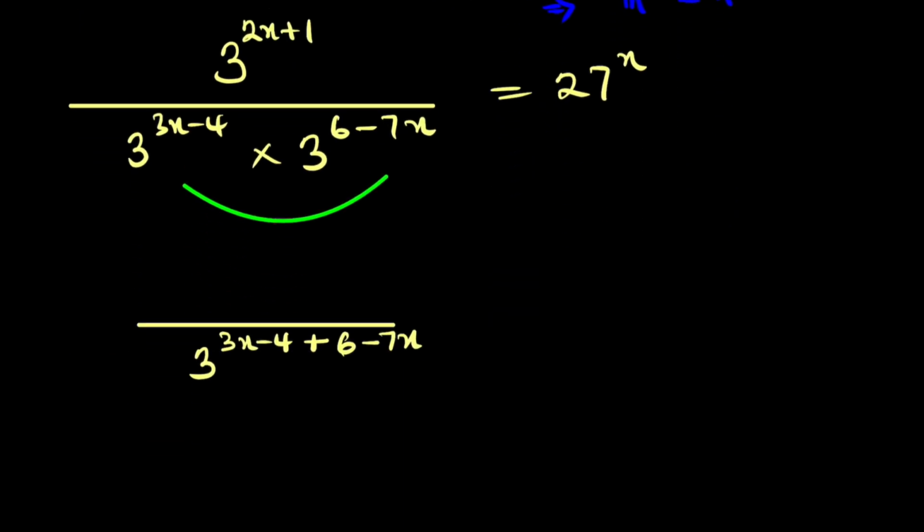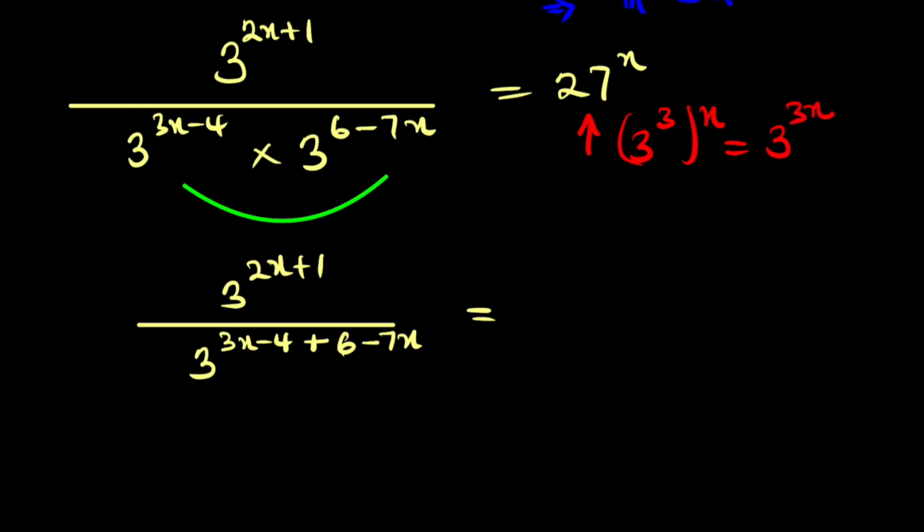And then the numerator, which is 3 raised to power 2x plus 1, will be written as it is equal to. So we can break down 27 to give us 3 raised to power 3. And then because we already have x here, this is going to be 3 raised to power 3x. So this means that the right hand side is now 3 raised to power 3x.